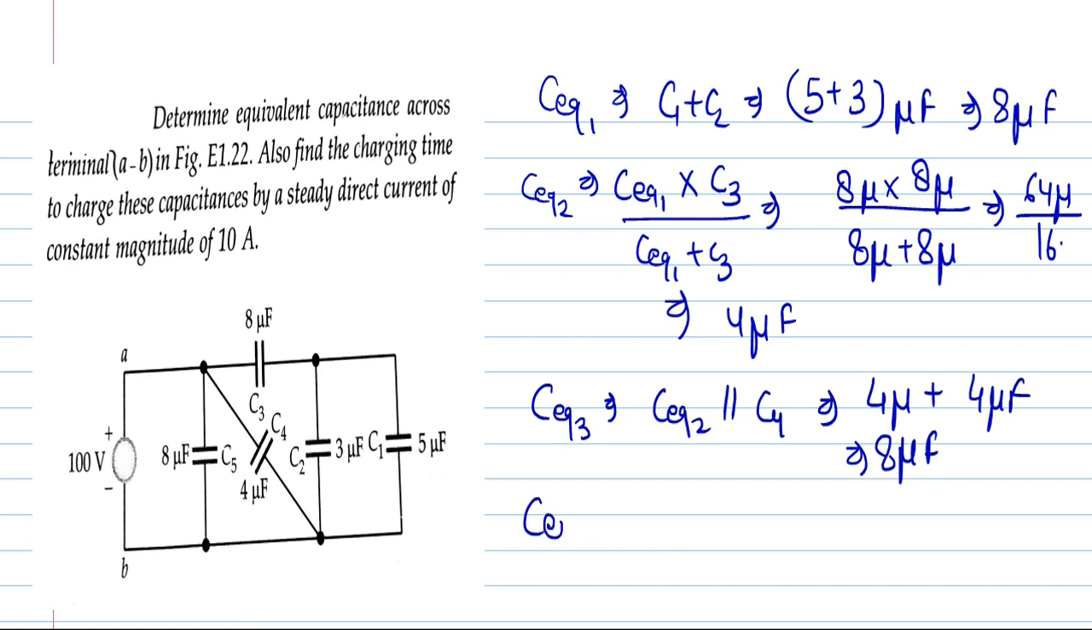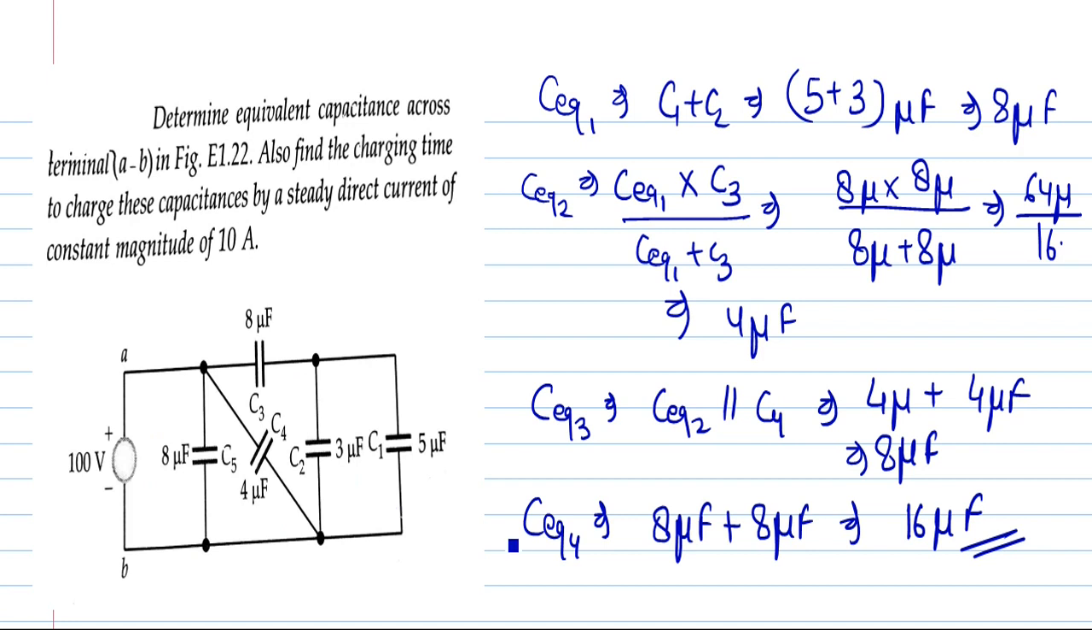Now we can see this 8 microfarad will come in parallel with 8 microfarad. So we will get 8 microfarad plus 8 microfarad, which gives us 16 microfarad. So this is the answer. The equivalent capacitance will be 16 microfarad for this combination of the circuit.